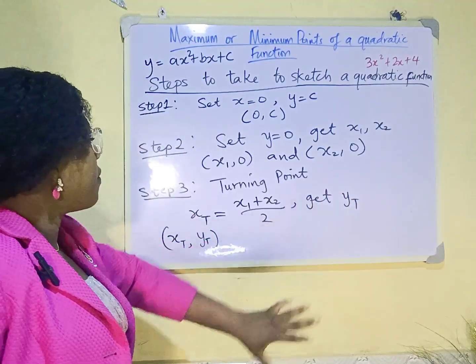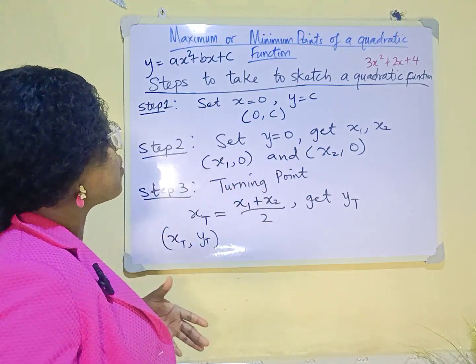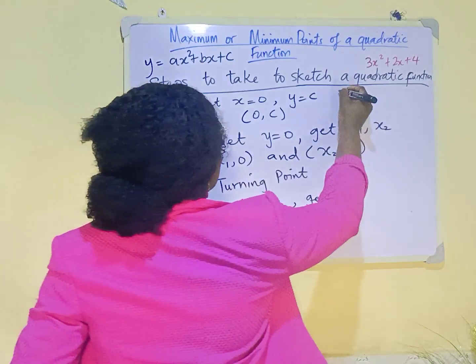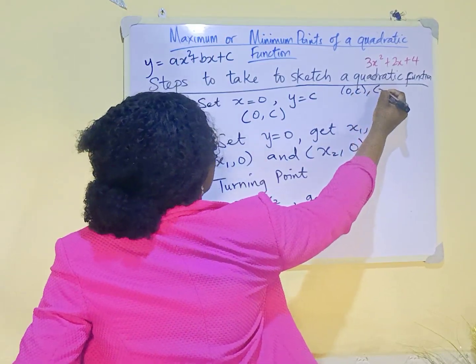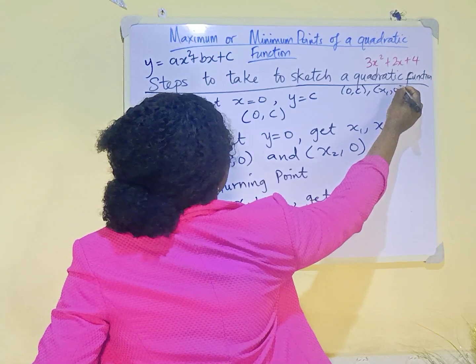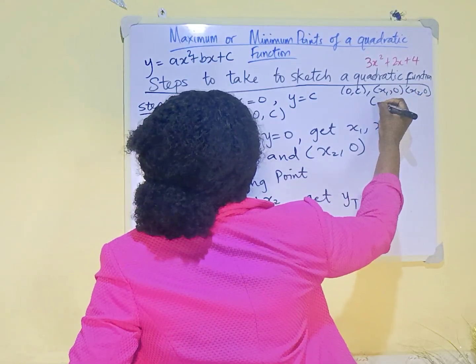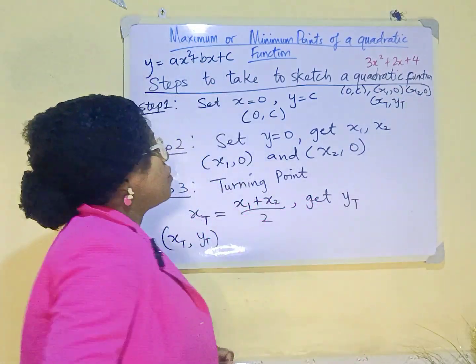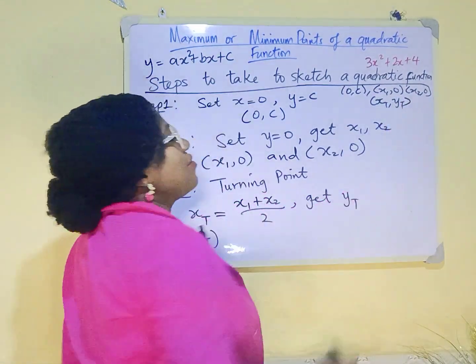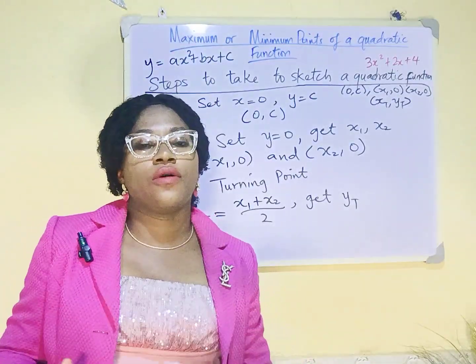So I have my coordinates xt, yt. The coordinates I really need to get are 0, c; x1, 0; x2, 0; and then my turning point xt, yt. So let's take a specific example so that you can see how to sketch the curve.